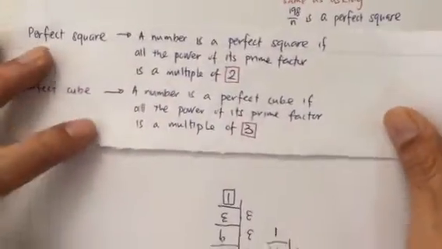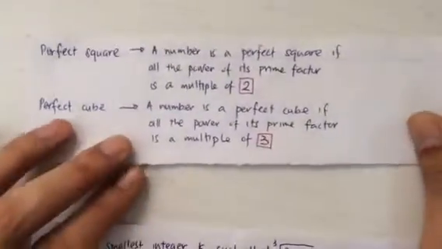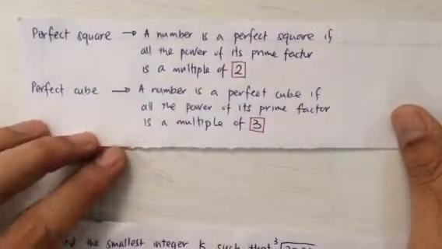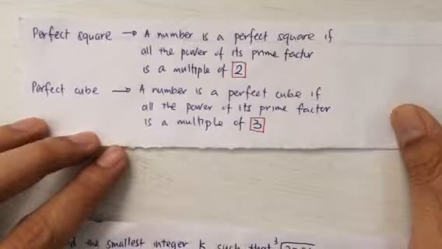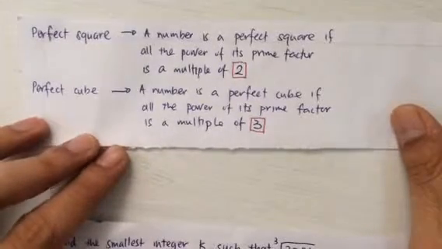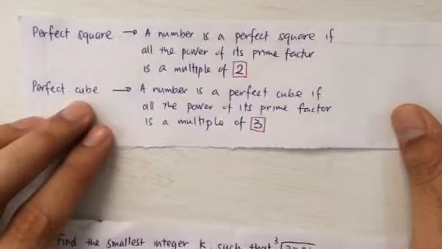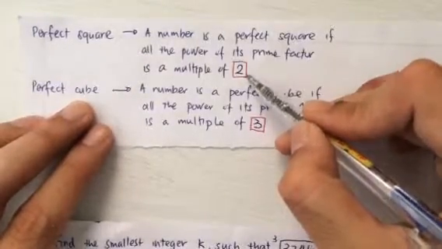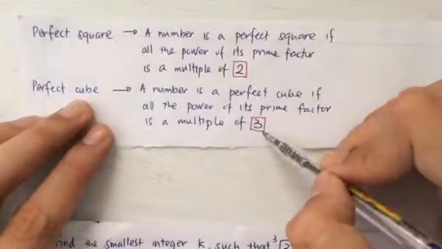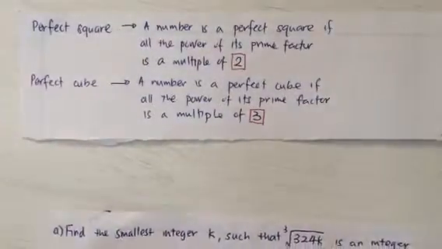perfect square and a perfect cube. A number is called a perfect square if all the powers of its prime factors are multiples of 2. The same applies for a perfect cube. The only difference between them is that a perfect square needs multiples of 2 and a perfect cube needs multiples of 3. Now, let's look at how we deal with the first question.